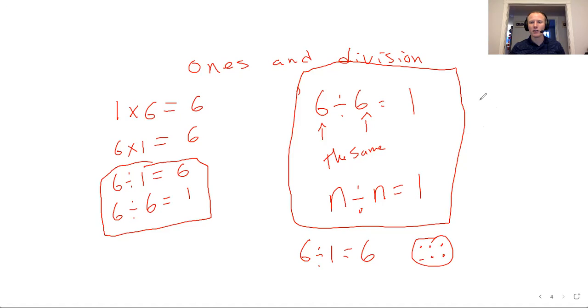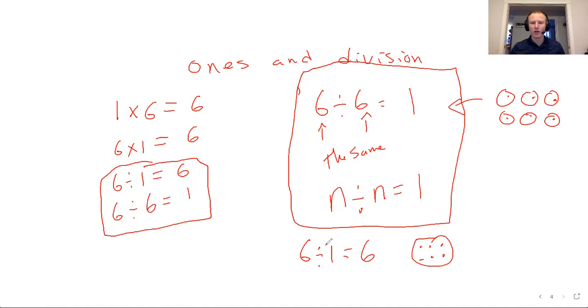Whereas up here, with this one, we'd be saying, I have 6 things, and I'm going to put them into 6 groups. 1, 2, 3, 4, 5, 6. Each group got 1 thing. Right, so that's how patterns of division work.